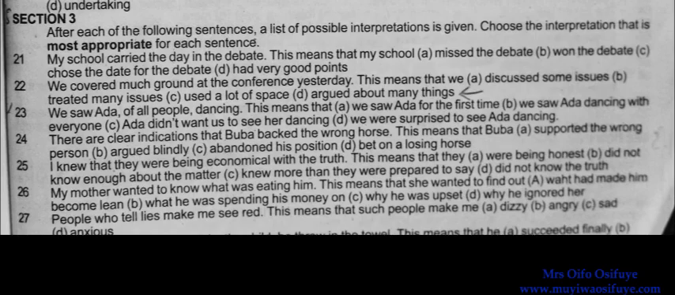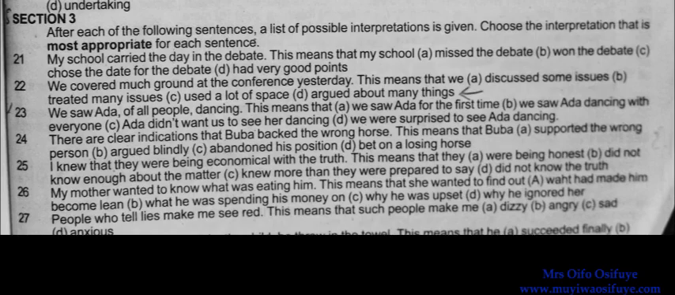Now, from the 3 sections we have looked at, you realize that each of these 3 sections has its own different instructions. Each of them has different instructions. So those instructions must be followed to the letter to make it easy for you to pick the right options before you answer any question.